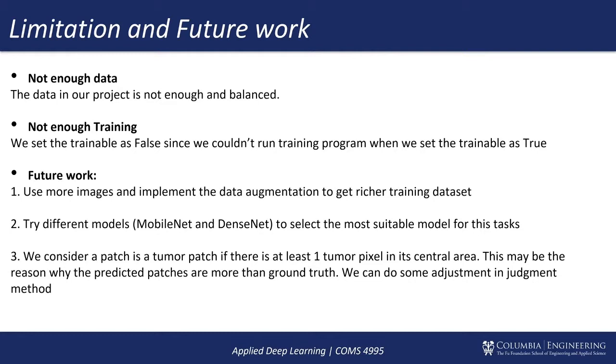Considering improvements for our project, we can use more images and implement data augmentation to get a richer training dataset. Also, different models like MobileNet and DenseNet can be tried so we can select the most suitable model for this task. The last point is that we consider a patch a tumor patch if there is at least one tumor pixel in its central area. This may be the reason why the predicted patches are more than the ground truth. We can make some adjustments to the judgment method in future.